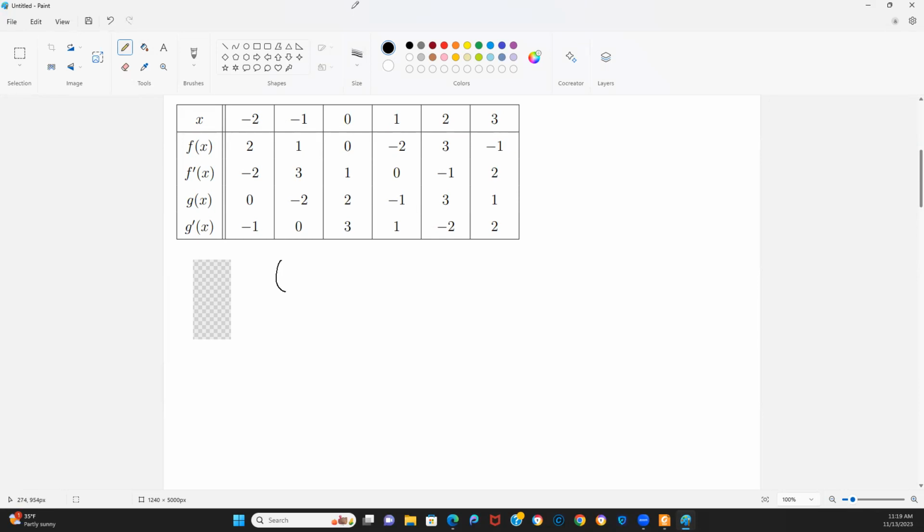So what we want to calculate is the derivative of f times g at 1. So to get this, we first need to use the product rule. So we have f times g, and we're taking the derivative, and then we're evaluating that at 1. So the product rule states that you take the derivative of the first function times the second plus the first function times the derivative of the second, and we're evaluating this whole thing at 1.